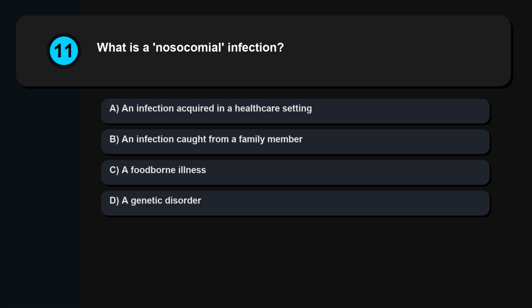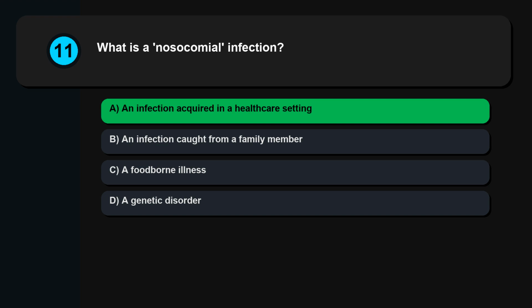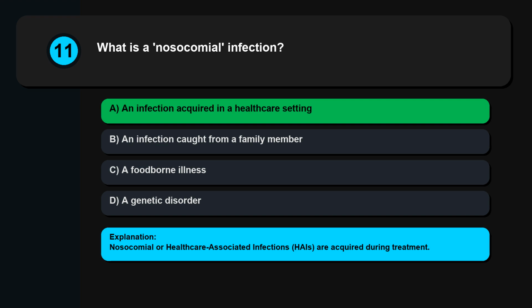Question 11. What is a nosocomial infection? An infection acquired in a healthcare setting, an infection caught from a family member, a foodborne illness, or a genetic disorder. Nosocomial or healthcare-associated infections, HAIs, are acquired during treatment.